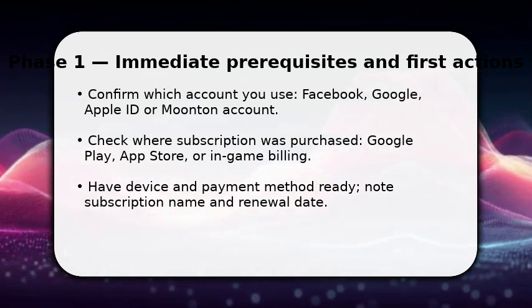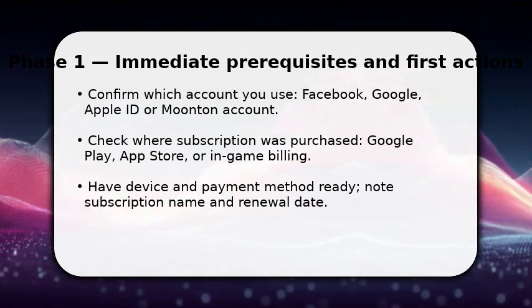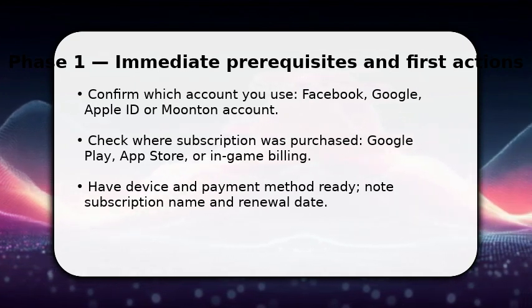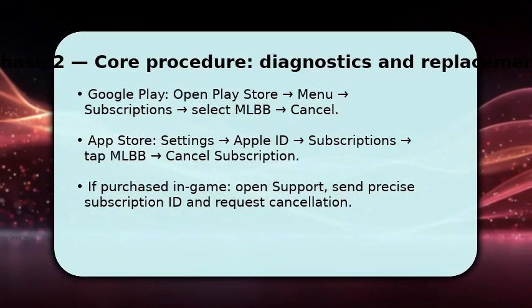Next, go to the in-game profile quickly to view any active services or receipts which hint at the billing source. This prevents chasing the wrong store and saves time when you move to the platform-specific cancellation step. Now you act in the platform that billed you.